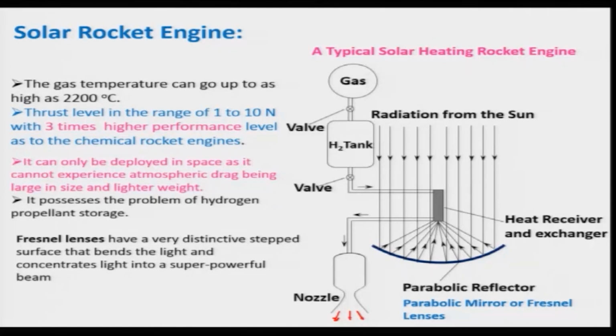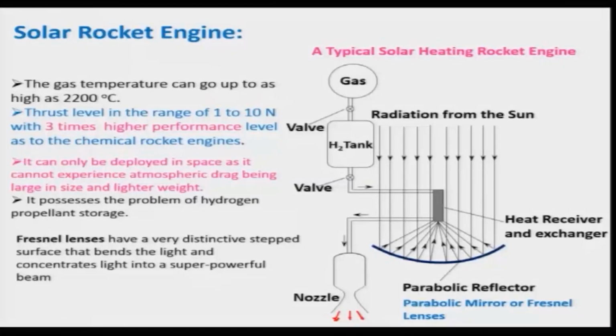So, as I mentioned earlier, this is the reason why it cannot be used on the Earth surface or any other planet, and it poses the problem of hydrogen propellants like storage problems and other kinds of problems. However, hydrogen is being preferred over here due to its thermal diffusibility being higher. Therefore, it is being utilized in the case of solar heating rocket engines.